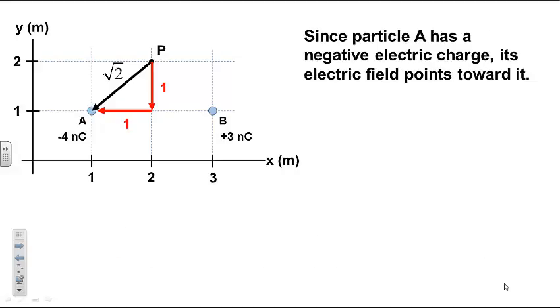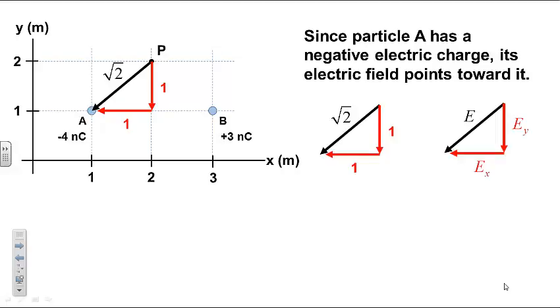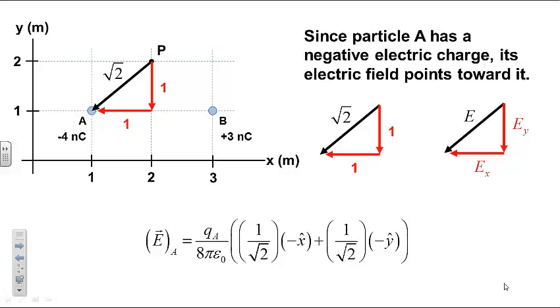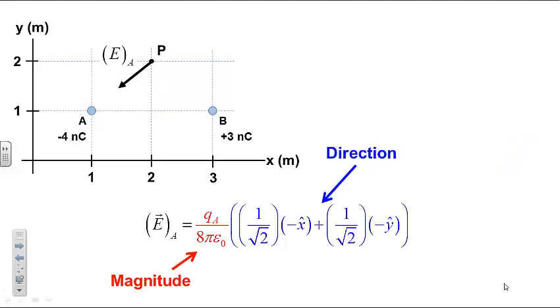We can determine the direction of the electric field using similar triangles. Specifically, the triangle for the x-axis and y-axis components of the electric field must be the same as the triangle used to determine the distance from particle A to the position P. Thus, the magnitude of each of these components is equal to the magnitude of the electric field divided by the square root of 2. Since particle A has a negative electric charge, its electric field points towards it. Thus, the electric field is in the negative x-axis direction and negative y-axis direction.